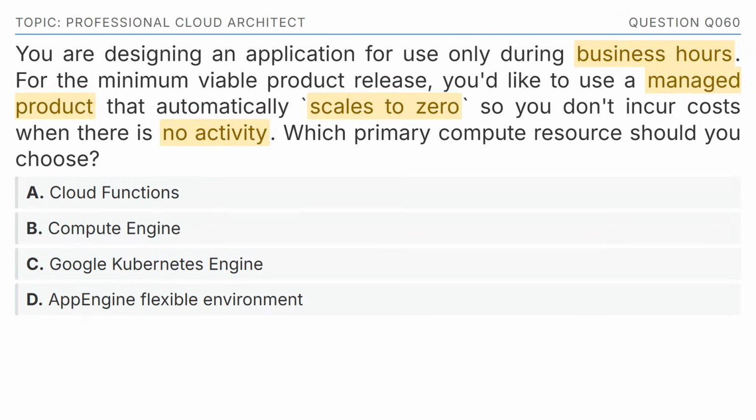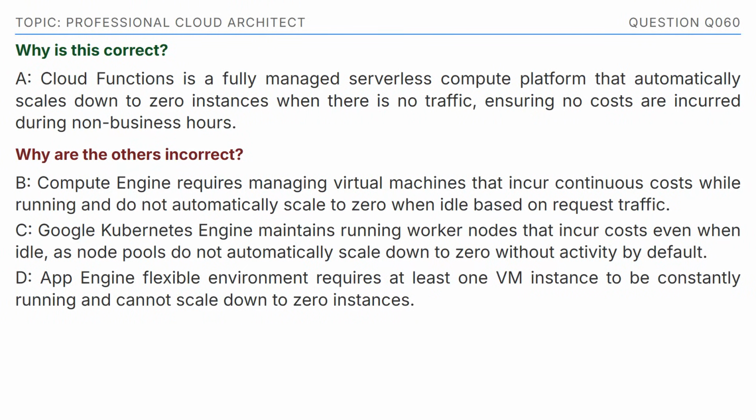To arrive at the correct answer, we focus on the keywords: business hours, managed product, scales to zero, no activity. The correct answer is option A, Cloud Functions. Why is this correct? A. Cloud Functions is a fully managed serverless compute platform that automatically scales down to zero instances when there is no traffic, ensuring no costs are incurred during non-business hours.